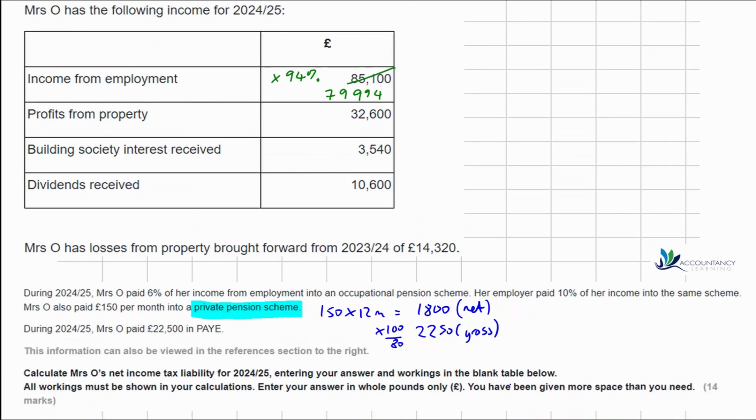So let's remember what we're doing here. So in terms of tax, we've got 3 different types of tax being mentioned here. We have income from employment, we've got property income, and they're both going to be taxed in the same way. But separately we have interest income, and separately we have dividend income. Now the reason why we're separating these 3 things is because there are different allowances and different rates of tax.